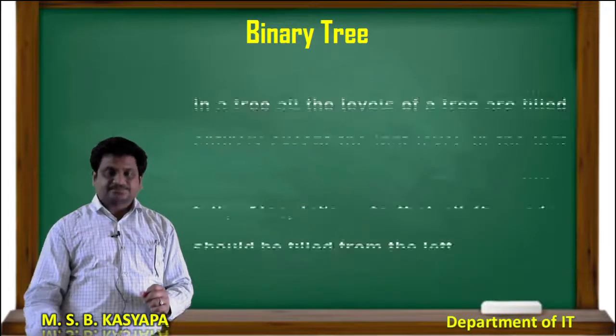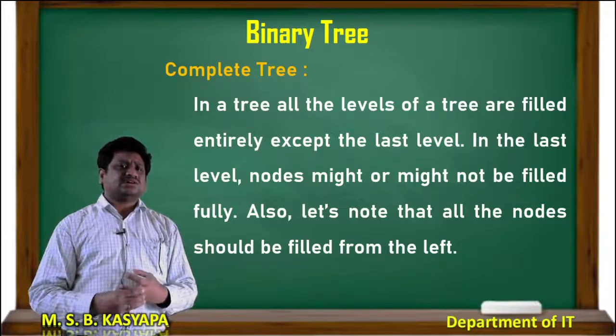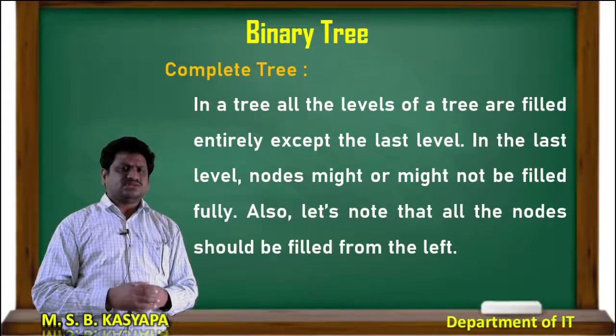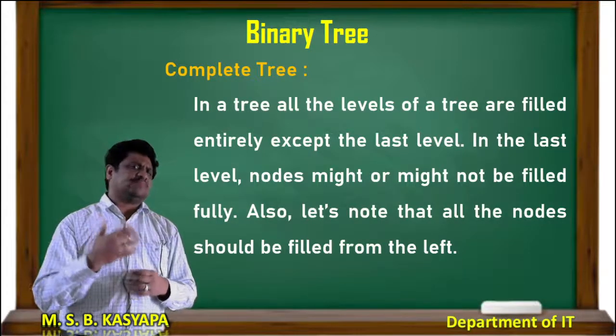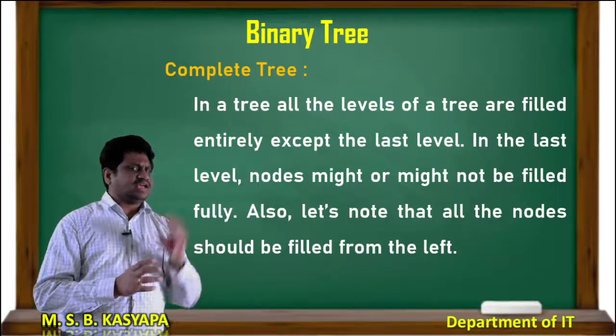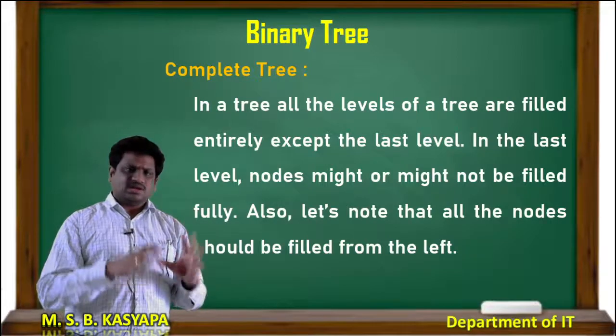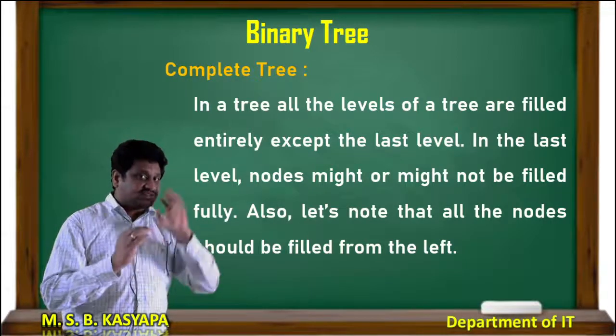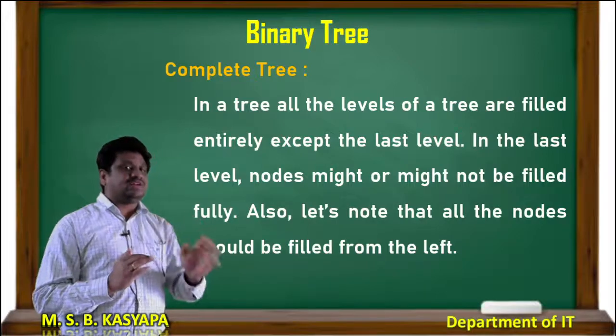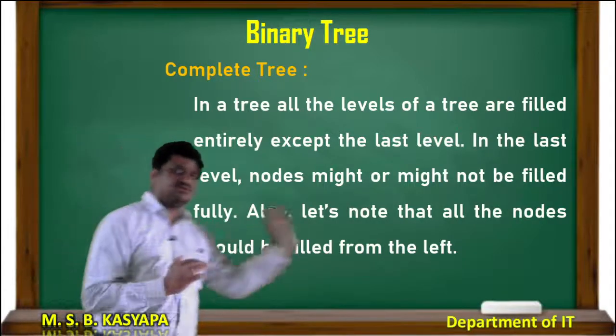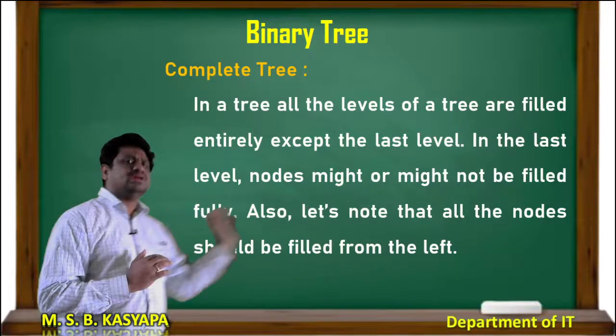Am I right? Now let's go to the complete tree. This is the second one. A complete tree is like a binary tree. It can contain 0, 1, or 2 children. There is no restriction on the children. But the restriction is that the filling of the tree must start from left to right.